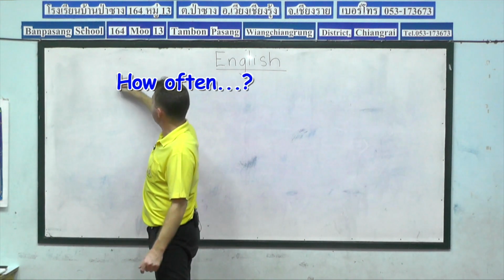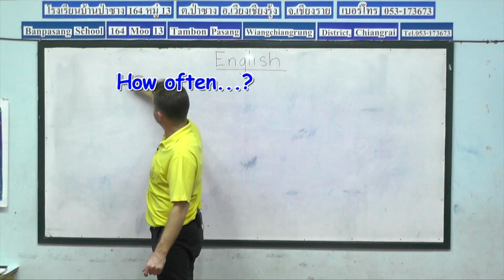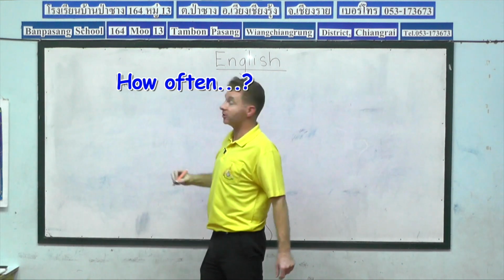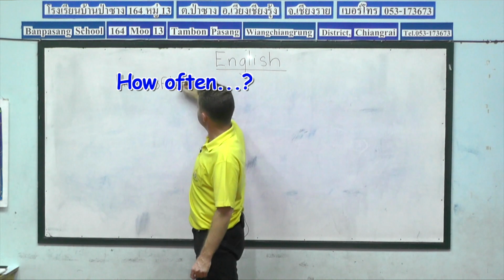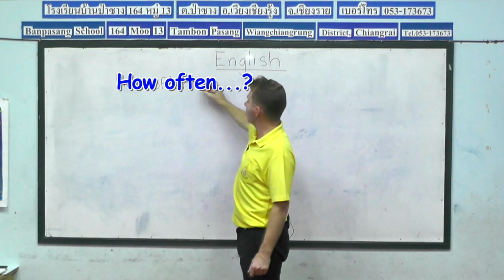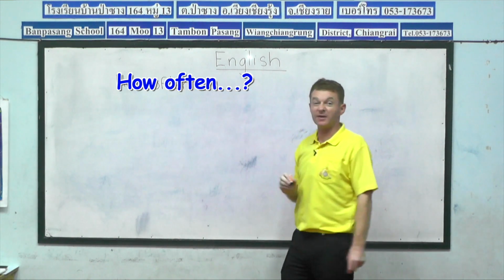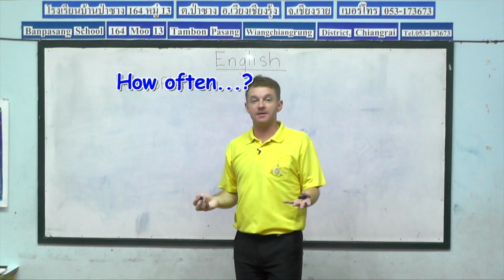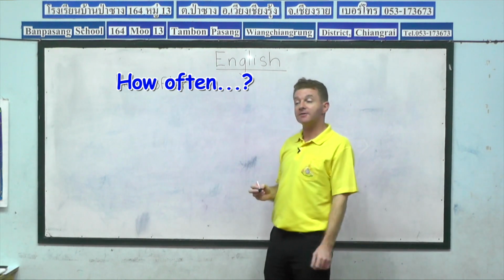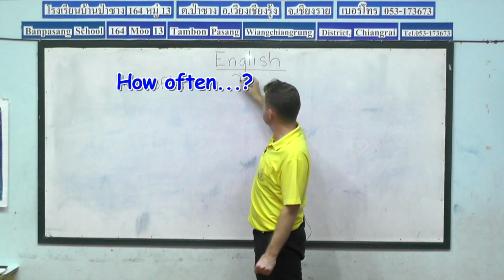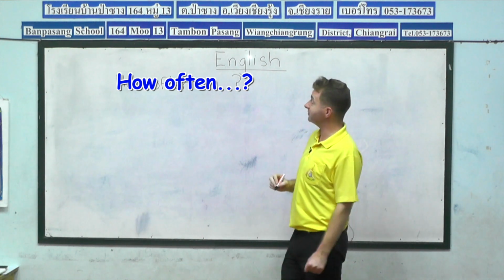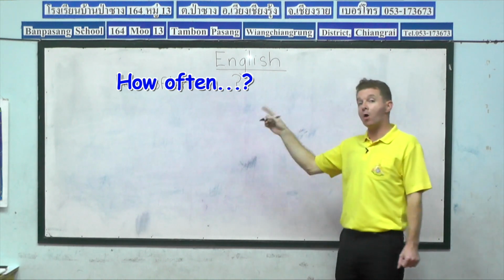How, H-O-W. And then often, O-F-T-E-N. And then what comes next is the rest of the question, such as the activity. And when we ask a question, guys, what comes at the end? Question mark. Well done. There we go. So the question phrase we learnt was how often.